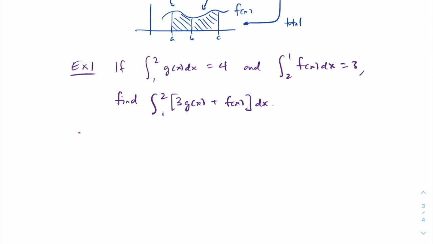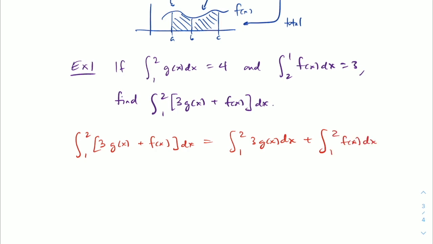Alright, so we'll start by splitting this integral using the first property. So the integral of a sum is the sum of the integrals. So we can split it like this. Then we can use the second property to bring that 3 outside the first integral. And what's left here, the integral from 1 to 2 of g of x is going to be 4. We want to use the integral from 2 to 1 of f of x is 3, so we're going to swap the limits on this second integral, changing its sign to negative.